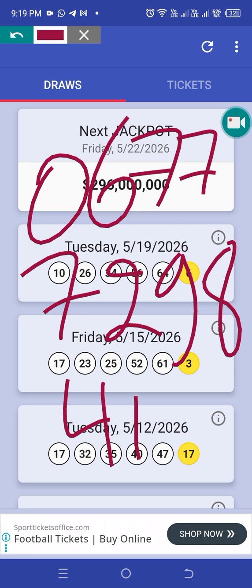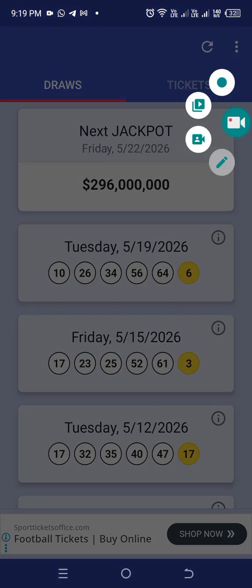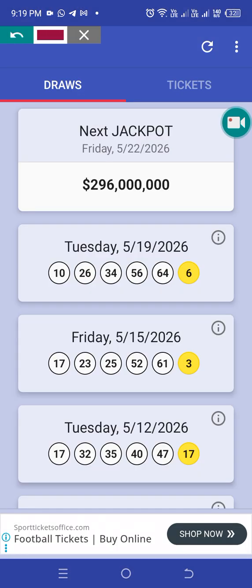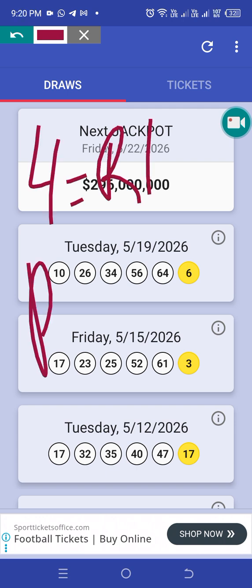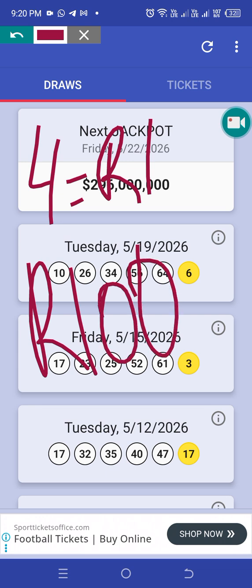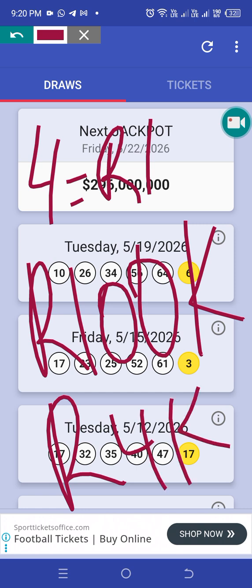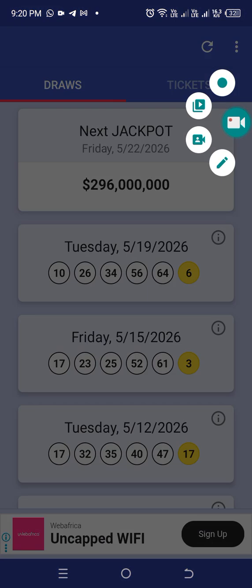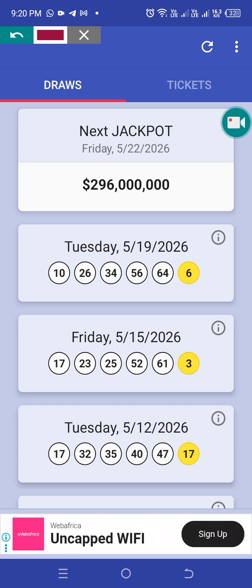All right, so let's start. Mega Million, this is Mega Million with 4 numbers with 1 rand, they pay 100k. Then with 3 numbers with 1 rand, they pay 4k. 2 numbers with 1 rand, they pay 190. So guys, it's a big win if you win this one.